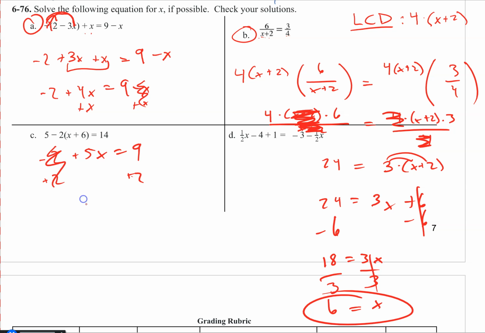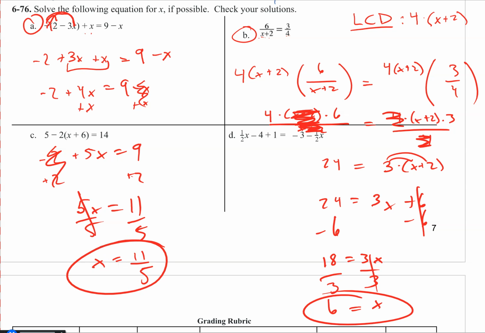Add 2 to each side. Now I've got 5x equals 11. Divide both sides by 5. X equals 11 over 5. Okay, make sure you also do C and D. And that is it.